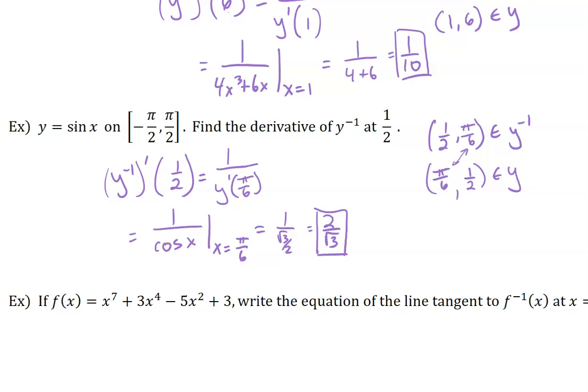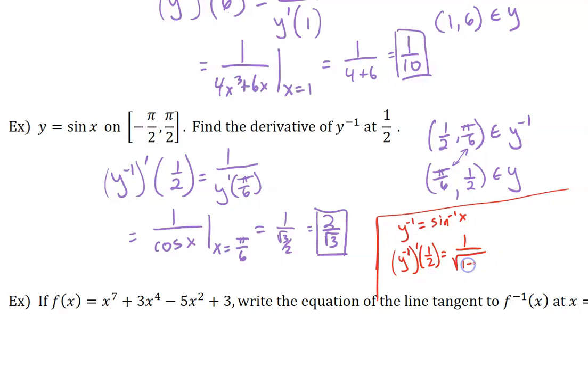Okay, now I did say that this is one where we could use what we know about the derivative of sine inverse to check. So I'm going to do that real quick. If we say that y inverse is equal to sine inverse of x, and then we want to find the derivative at 1/2. Okay, then y inverse prime of 1/2 is going to be 1 over root 1 minus x squared at x equals 1/2, which is 1 over root of 1 minus 1/4, which is 3/4, so that's root 3/4, which is 2 over root 3. So we get the same thing, okay?